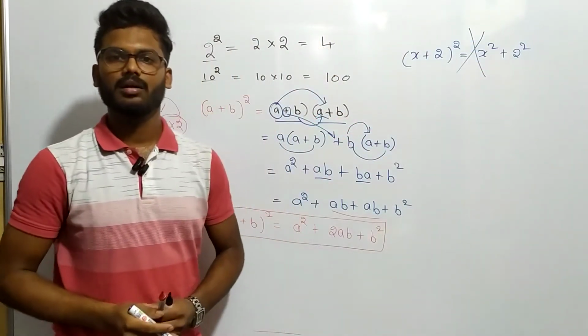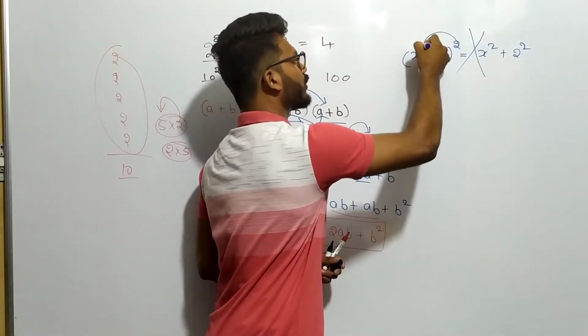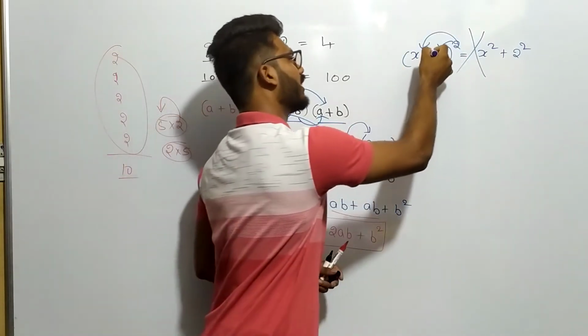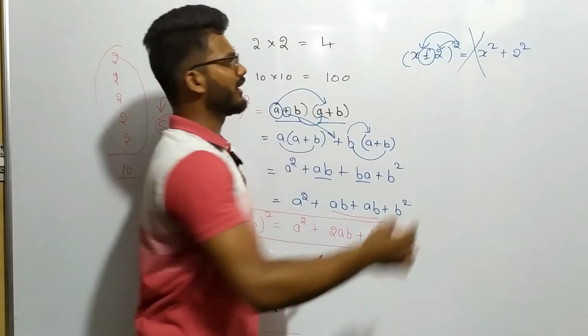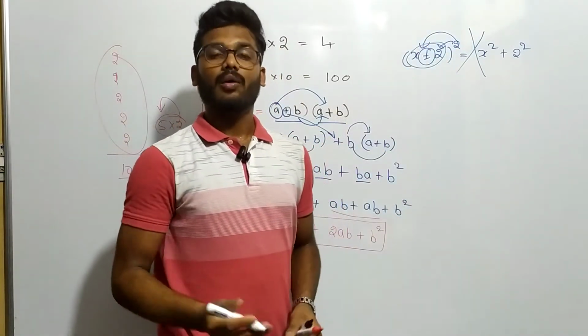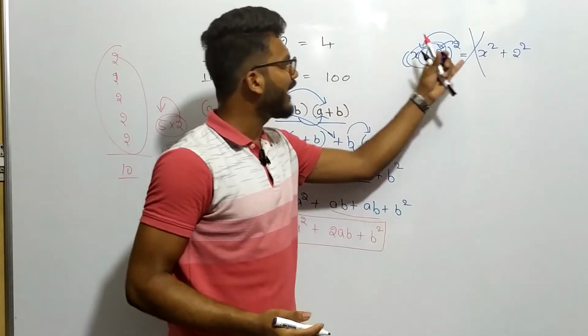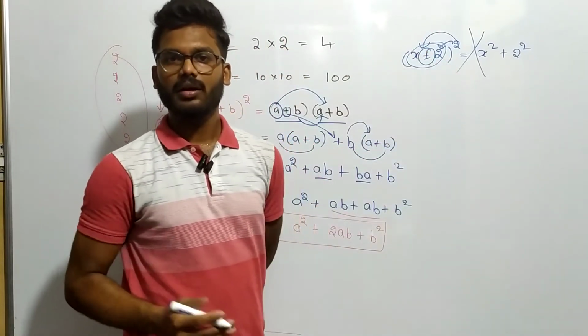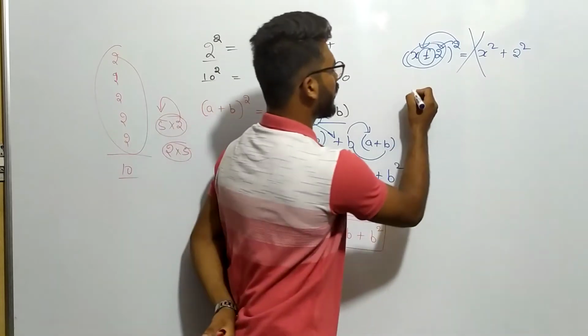Why is it wrong? You are not supposed to give power directly to both the numbers when it is plus or minus. It is in the form of a plus b whole square, so you have to expand it properly. Sir, if I write like this, why is it wrong? Take the help of an example.